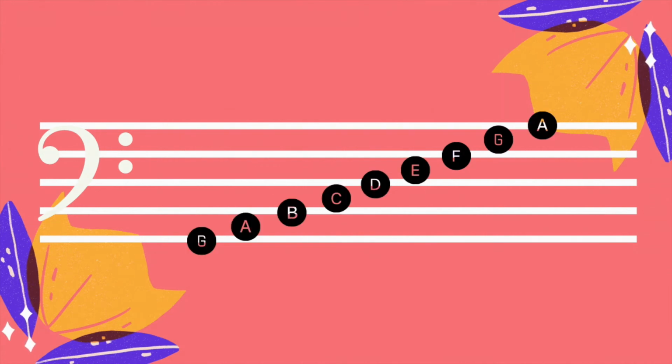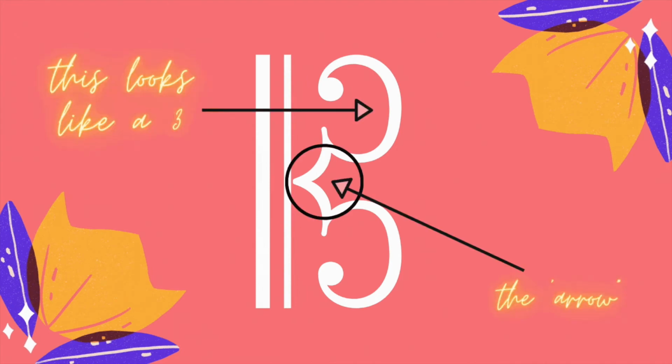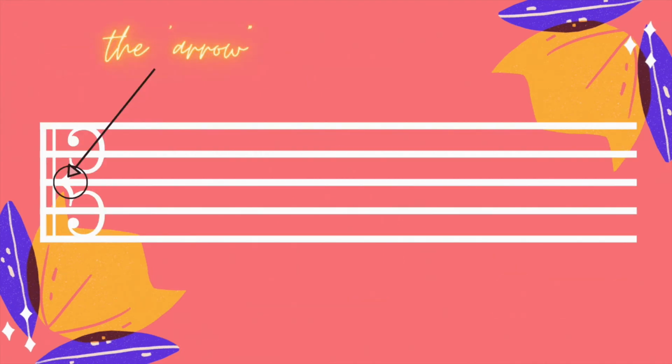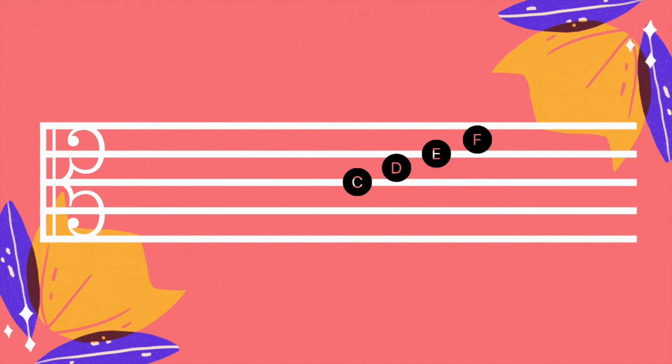The C clef looks like this. The little arrow-looking thing in the middle of the thing that looks like the number 3 sits on the line with the note C. To label the notes above, we just go alphabetically from C, moving from line to space to line to space to line. To label the notes below, as always, we just go backwards from C.